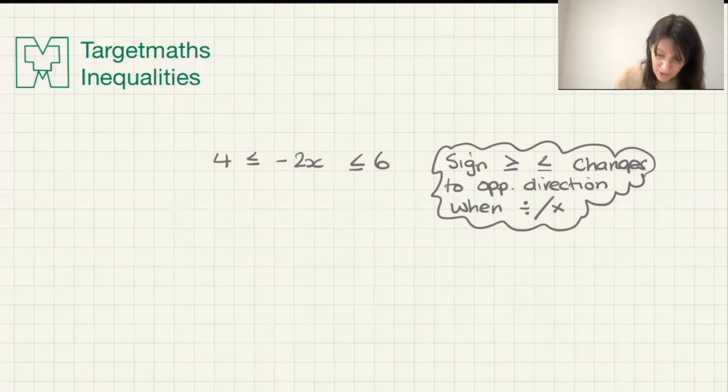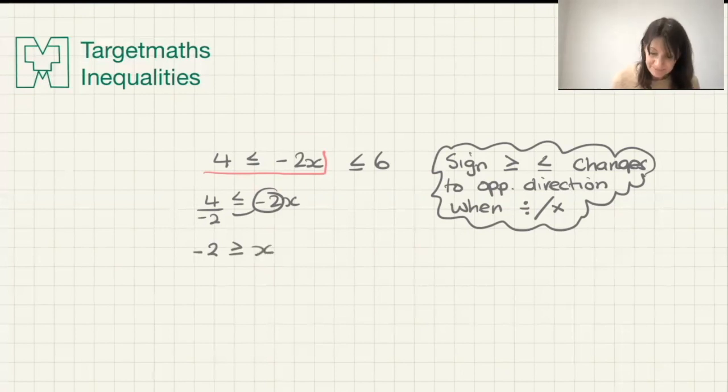So the first one here is 4 and then minus 2x. So I'm going to divide through by minus 2. 4 divided by minus 2 is minus 2. I am switching the sign and I'm getting that. I'm now going to work on that one.